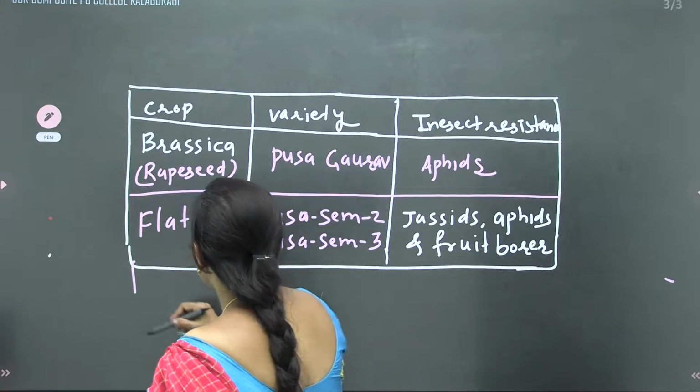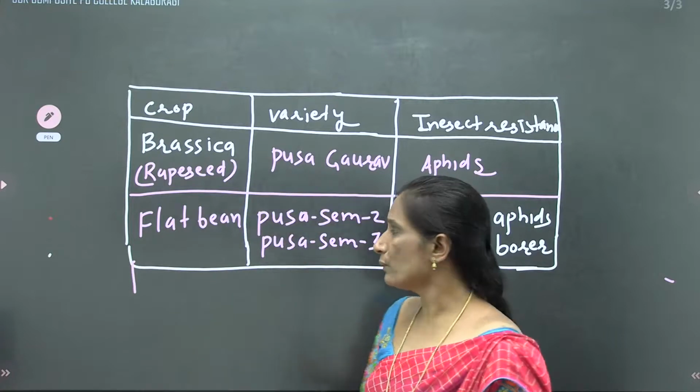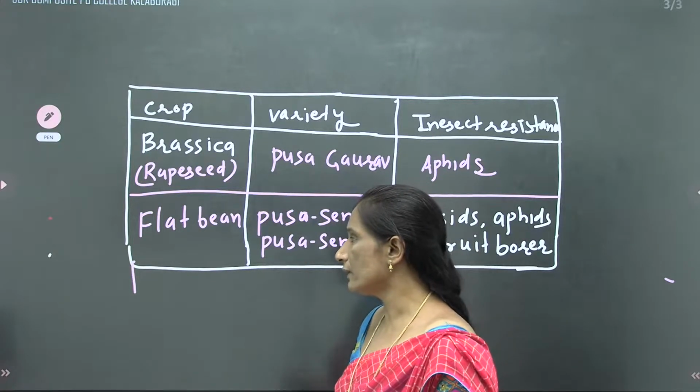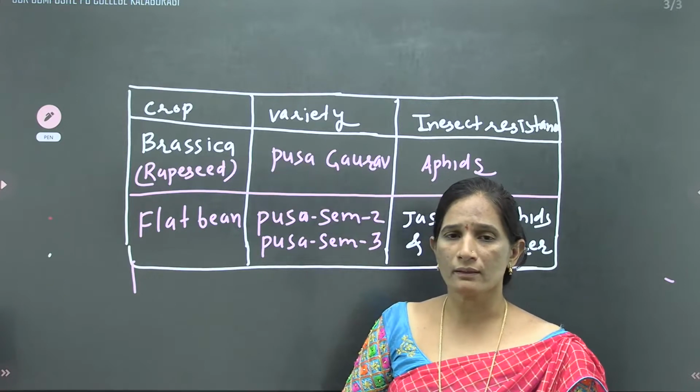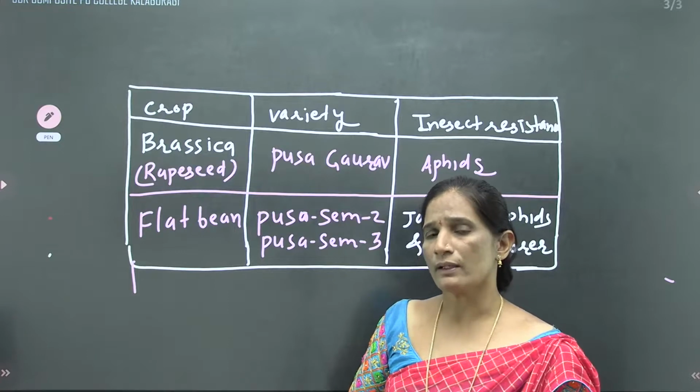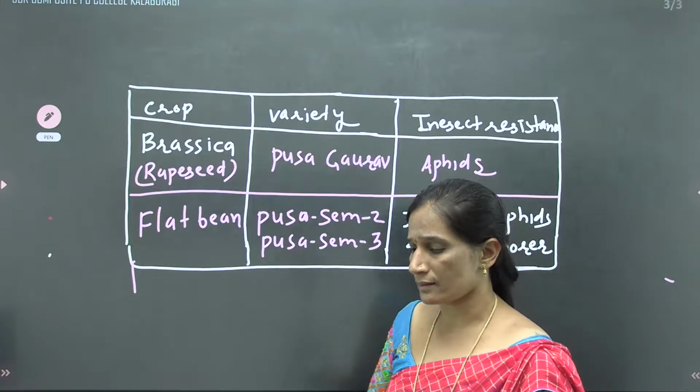So in the next class I will explain to you another example, that is okra or bhendi. So the variety of bhendi is Pusa Sawani. So I will explain that to you in the next class. Okay. Thank you.